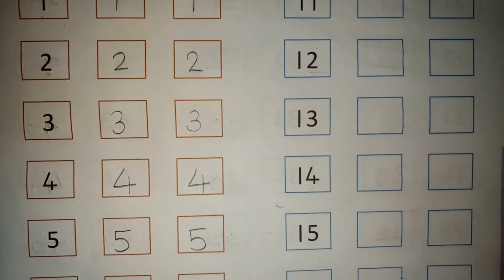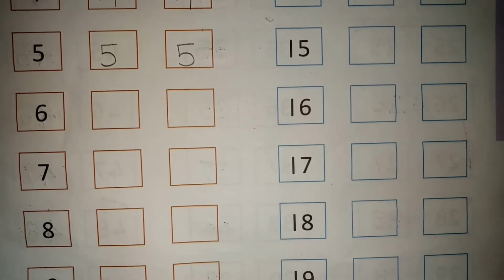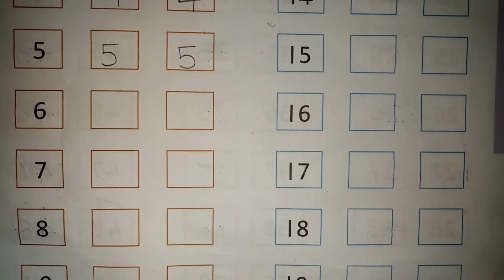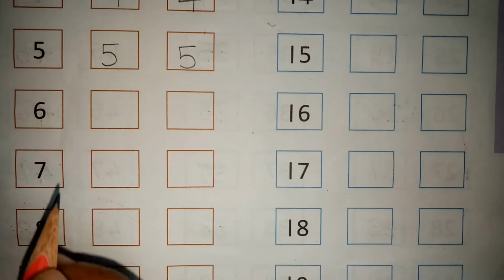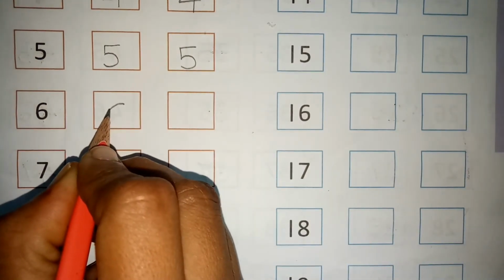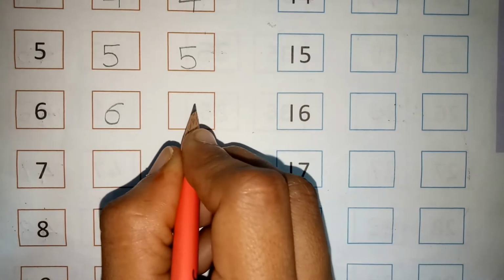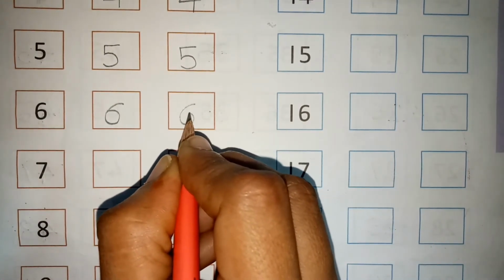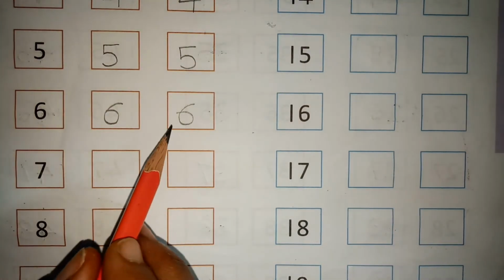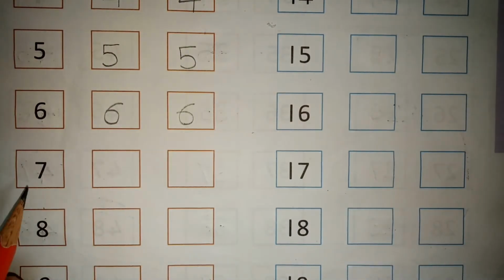What we need? We need number 6. A cow joining another cow. Now you write number 6.